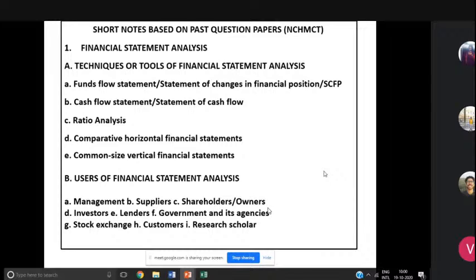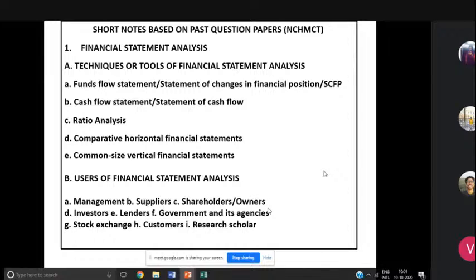All these 5 techniques will fall under which category? Techniques or tools of financial statement analysis. While copying, please underline. Techniques or tools of financial statement analysis are how many? 5. That is why we have done each chapter in detail, one by one. First ratio analysis, then funds flow statement, then cash flow statement, comparative horizontal financial statement, common size vertical financial statement. All will fall under one heading, techniques or tools of financial statement analysis, bracket right MCQ.